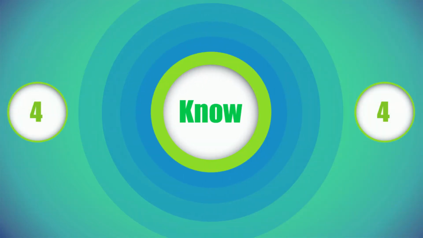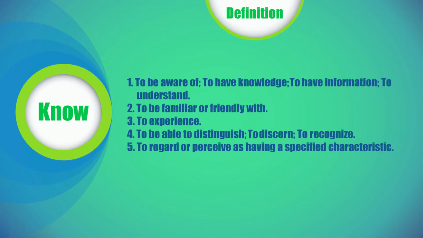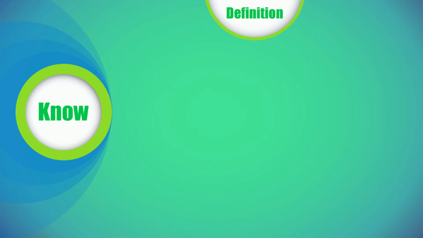The fourth most used verb is know. It has five meanings. 1. To be aware of, to have knowledge, to have information, to understand. 2. To be familiar or friendly with. 3. To experience. 4. To be able to distinguish, to discern, to recognize. 5. To regard or perceive as having a specified characteristic.